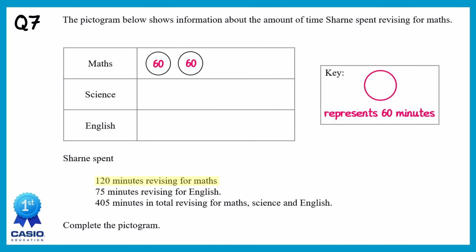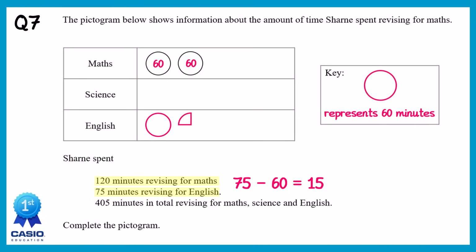Now we need to fill in the parts for science and English. We're told that Sean spends 75 minutes revising for English. So if we put one circle, that would be 60 minutes, which is not too far away from 75. To work out how much is left, we can subtract 60 from 75, which is 15. So we just need to draw 15 more minutes. If one circle is 60 minutes, then half a circle would be 30 minutes, and that's too much. But half of this, which is 1/4 of a circle, would be 15 minutes, since half of 30 is 15. So we've now got 60 minutes and 15 minutes, that makes 75.